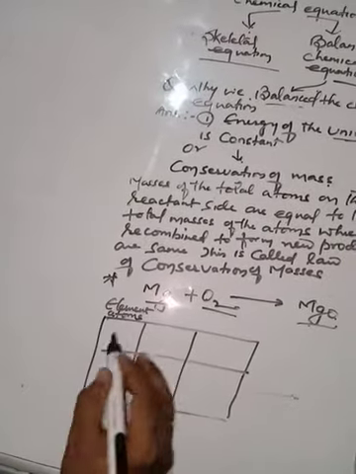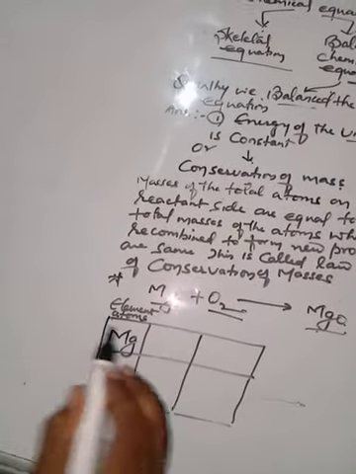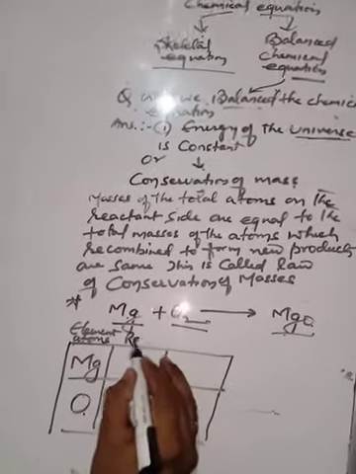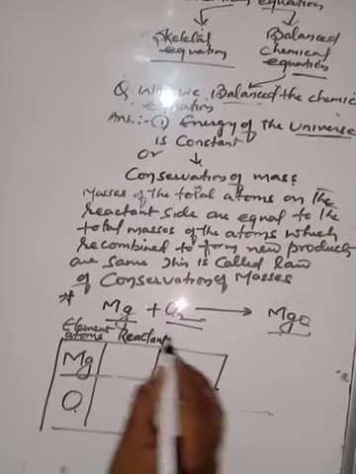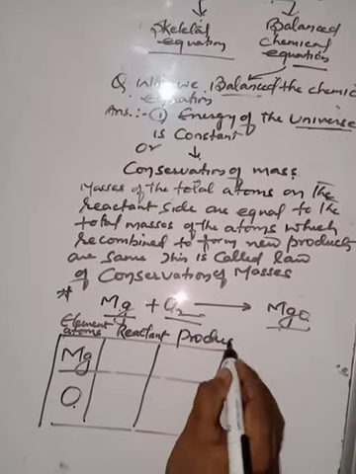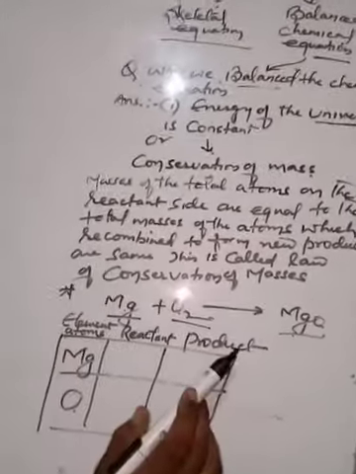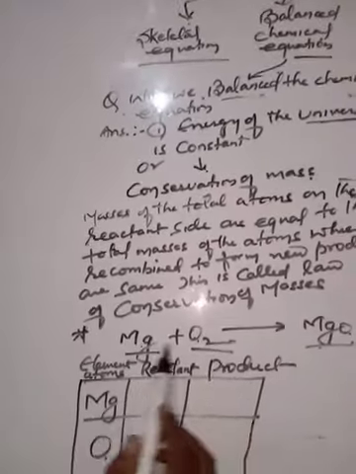We are considering magnesium and oxygen. This is the reactant side, and this is the product side. Earlier I had told you that no clear concepts exist to balance the chemical equation. You have to hit and try.